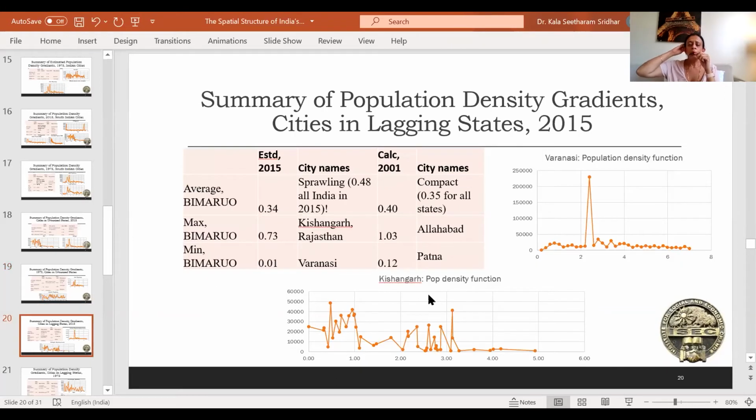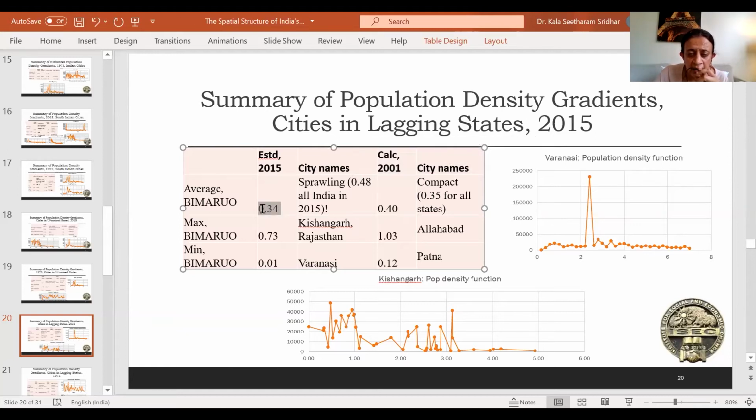Now, what happens to the population density gradients for cities in the lagging states? What we observe here is that they sprawled, compared to cities all India. So this is the value of the density gradient for all India cities in 2015, if you remember.